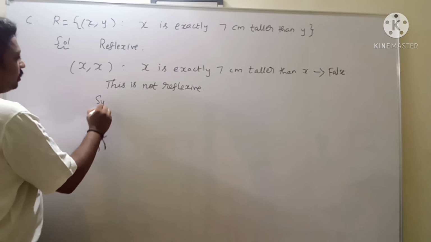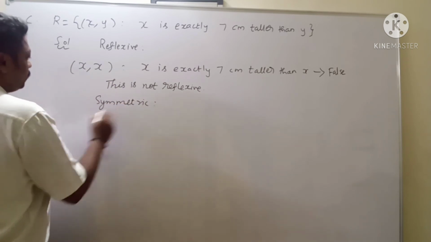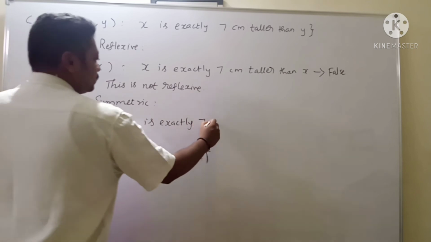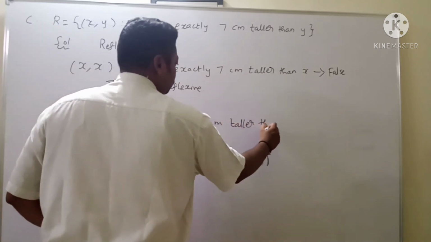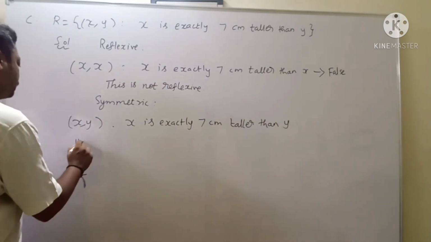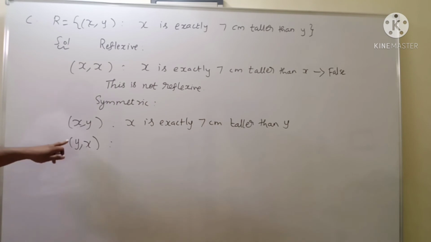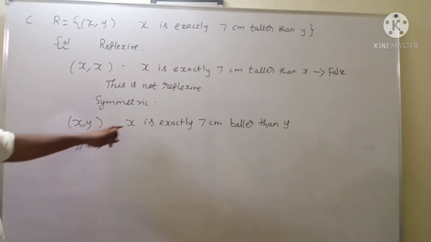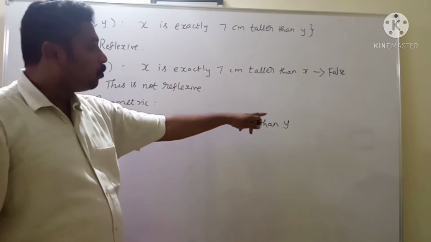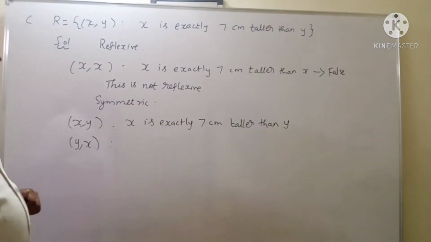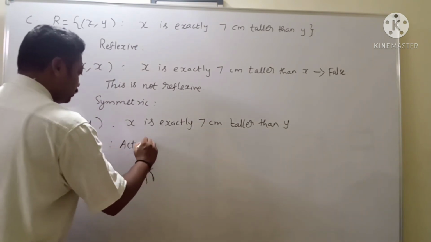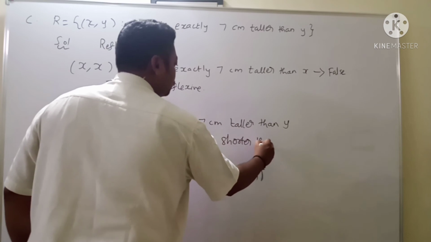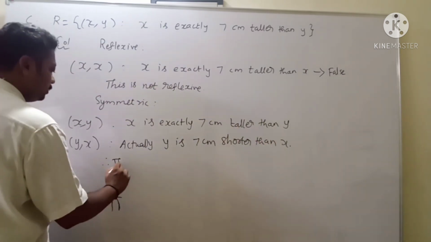So we check for the symmetric. If you write x comma y, x is exactly 7 centimeter taller than y. If we write y comma x, then y is exactly 7 centimeter taller than x. But it is incorrect, right? Because x is 7 centimeter taller than y, so actually y is 7 centimeter shorter than x. Therefore this is not symmetric.